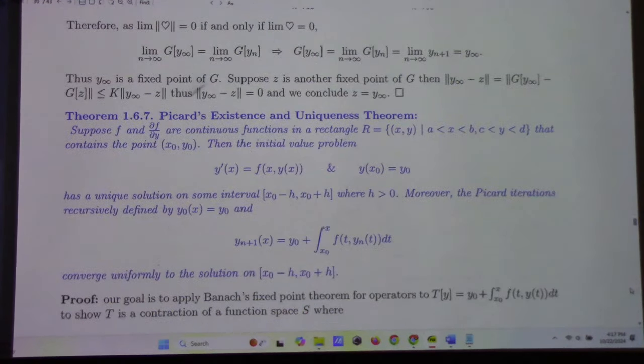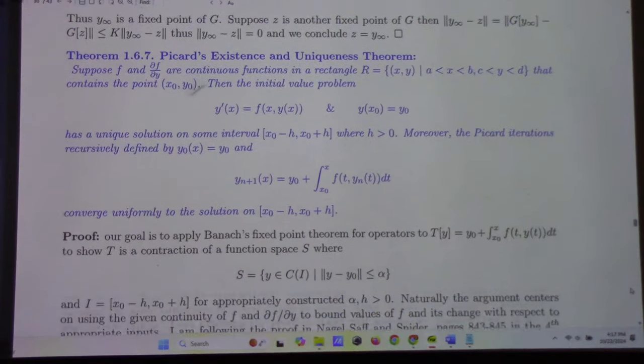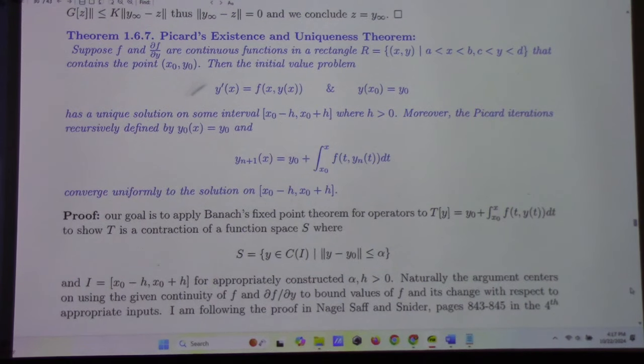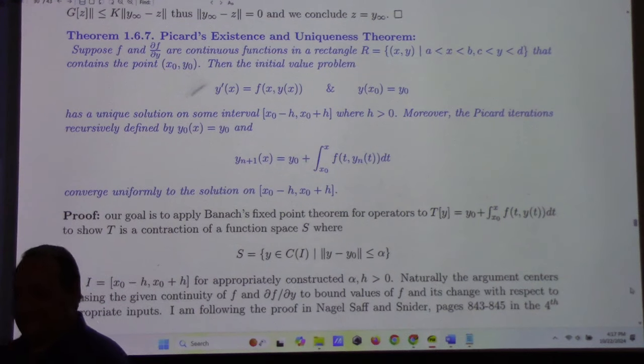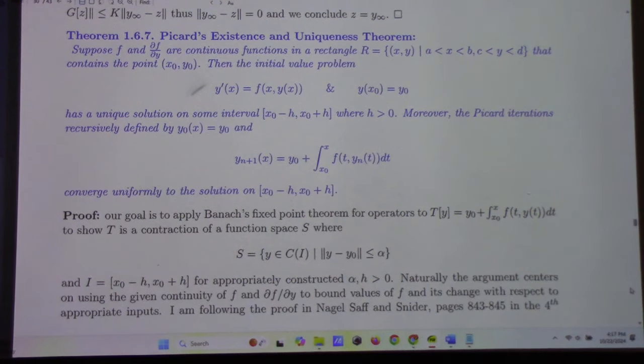So here's the big theorem. This is the one you should have seen in differential equations. But no one in their right mind would prove this in differential equations because differential equations is not a proofs class. And even if it was, goodness gracious, I don't know.